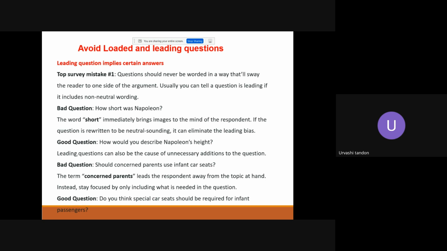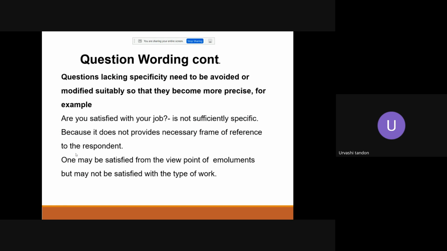So my questionnaire is done. It's very simple to make. We take the standardized questionnaires, but even for standardized questions, you need to modify the questionnaire as per the need of your study, right? So the question wording has to be taken care of so that it becomes more precise.